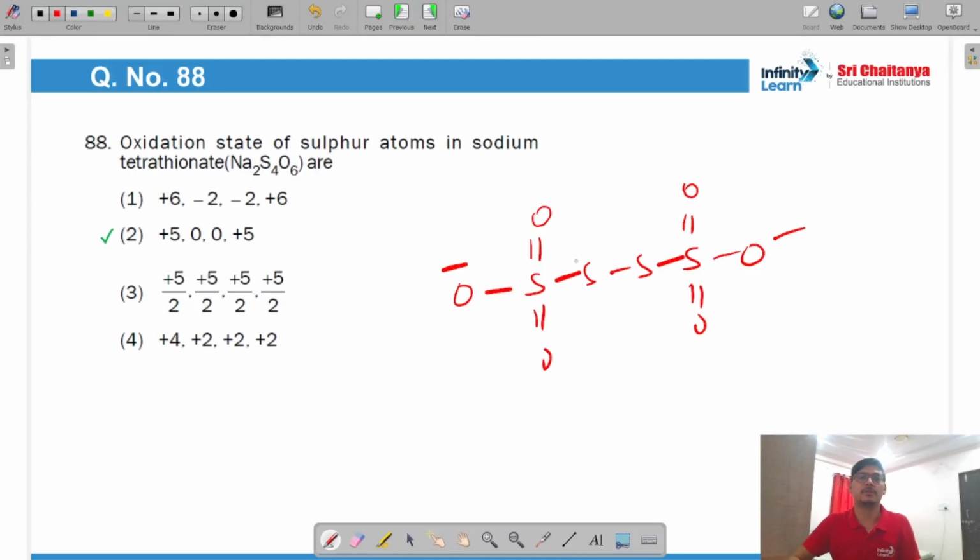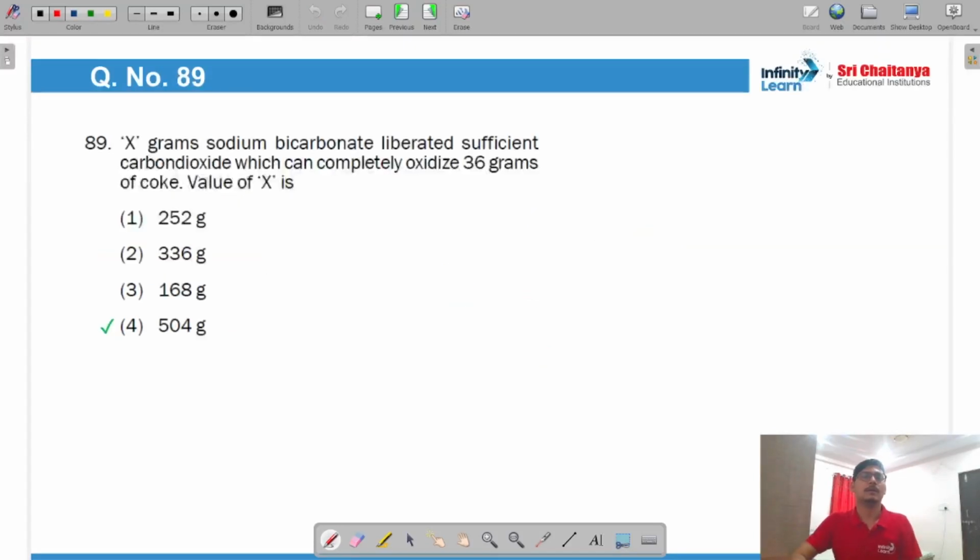So you can find out the oxidation numbers 1, 2, 3, 4, 5. So this is plus 5, this is plus 5, and this is 0, 0. So this is the correct set of oxidation numbers. X grams of sodium bicarbonate liberated sufficient carbon dioxide which can completely oxidize 36 gram of coke.